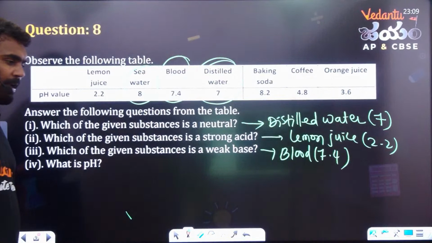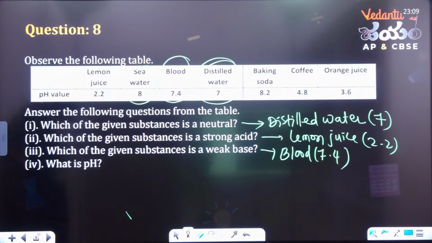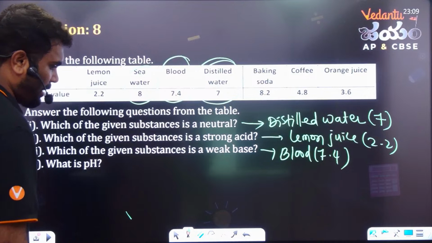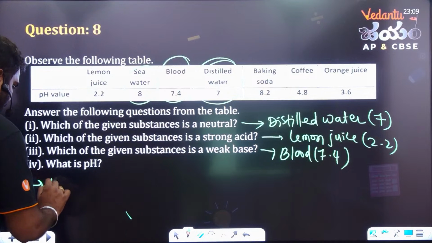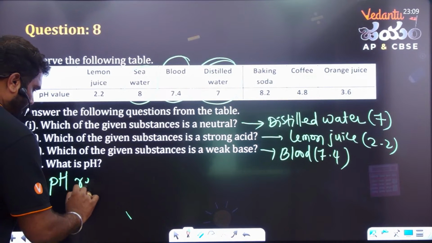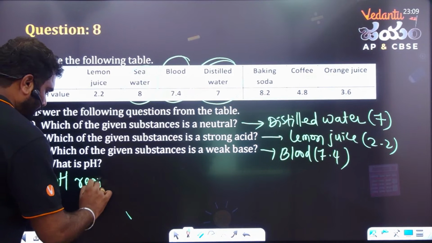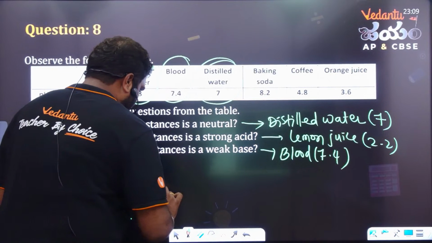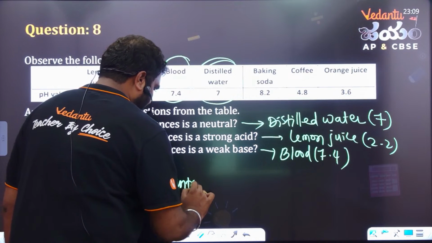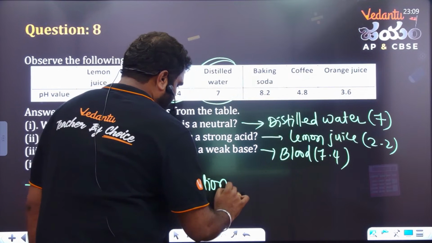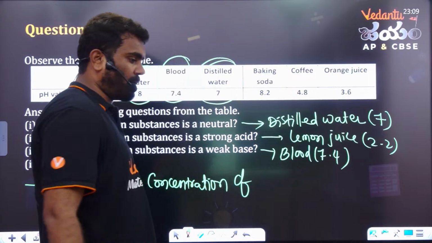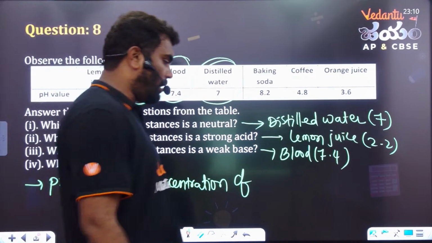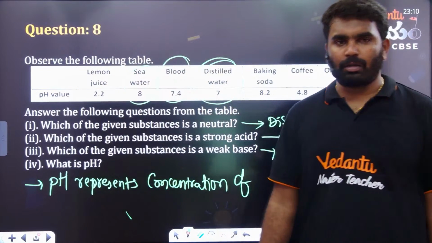So what is pH? The pH represents, what beta, the concentration of hydrogen ion in a solution.